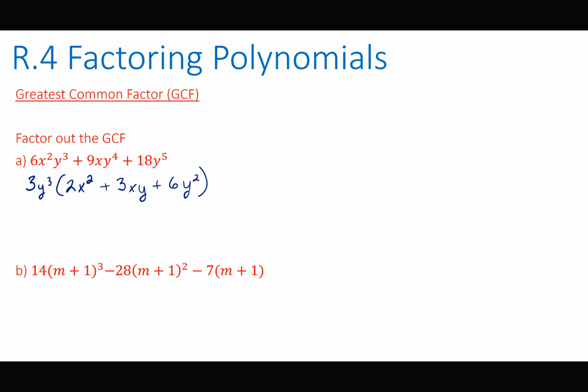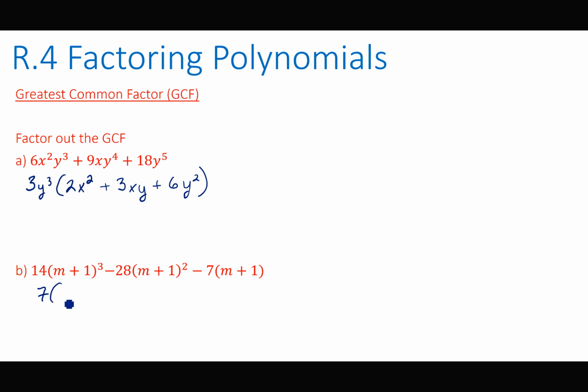Okay, let's look at B. All right, so what is the greatest common factor in B? So first I'll look at the numbers. Is there a common number that I could pull out? 7. Oops. Okay. Is there anything else that I can take out?